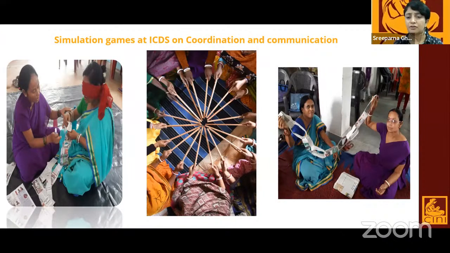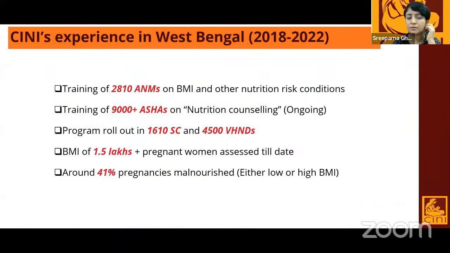We have piloted this program from 2018 to 2022. We have trained around 2,800 plus ANMs on BMI and other nutrition risk conditions. More than 9,000, in fact, around 12,000 ASHAs have been trained on nutrition counseling, the differential nutrition counseling that I was mentioning. The program has been rolled out in around 1,600 sub-health centers and 4,500 BHNDs.